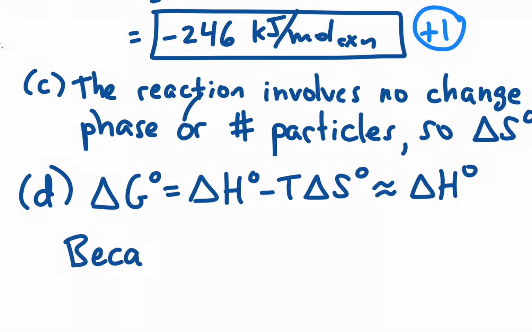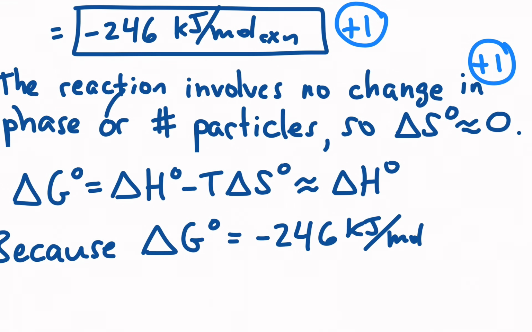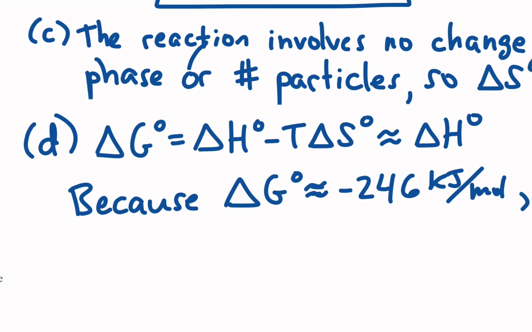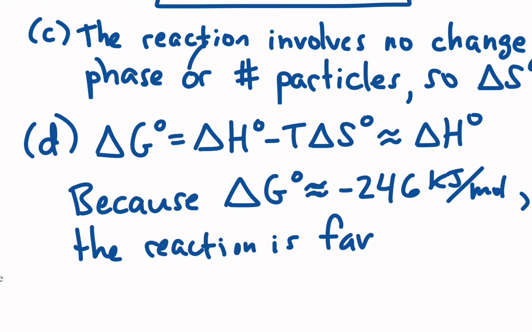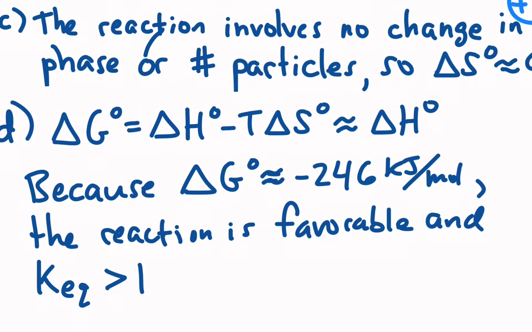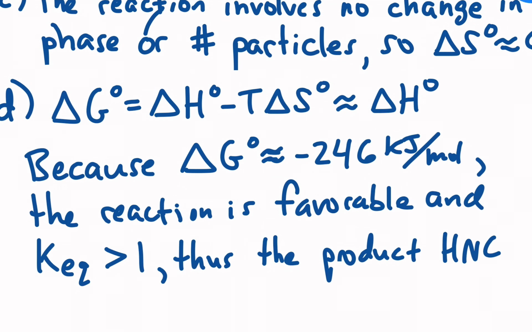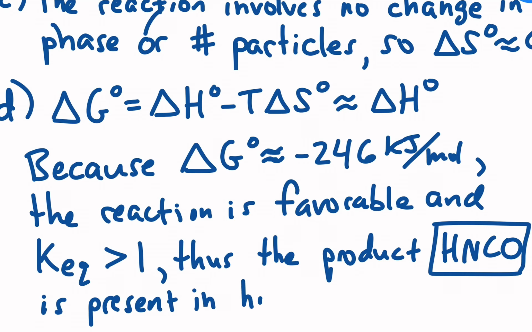So because delta G standard is equal to negative 246 kilojoules per mole, or really approximately equal to, the reaction is favorable, meaning thermodynamically favorable, and KEQ will be large, greater than 1. Thus, the product, HNCO, is present in higher concentration.